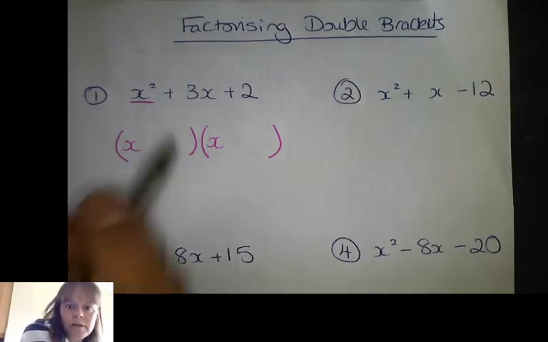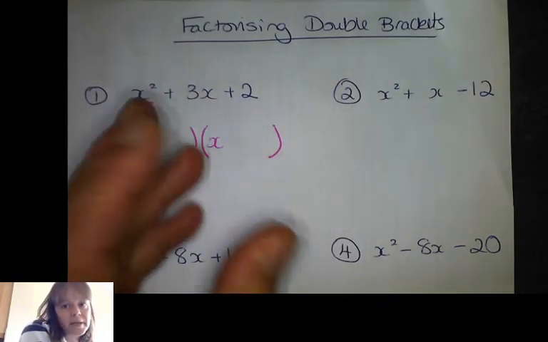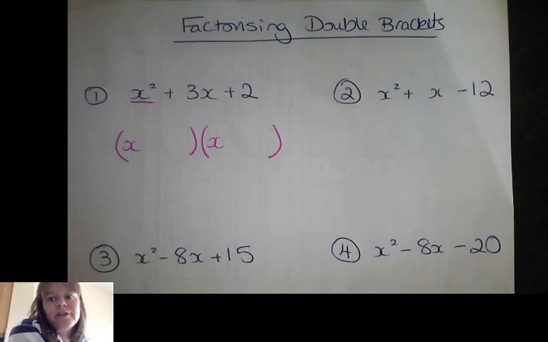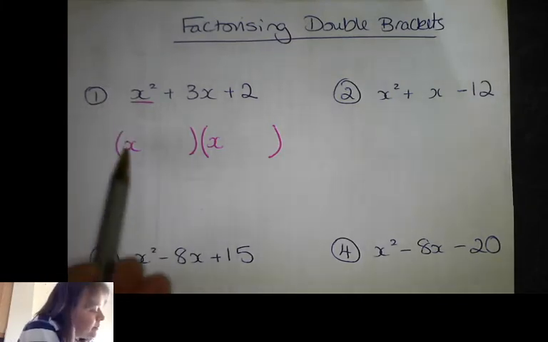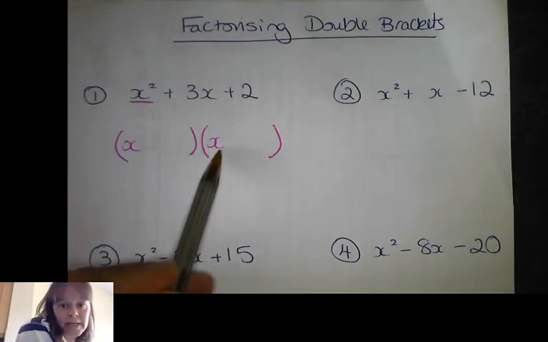Now if it's got a number at the front in front of that x squared, that makes it even harder, so that's a video for another time. Today I'm just going to concentrate on what if it just says x squared at the beginning. So this x squared must have come from an x and an x at the beginning.